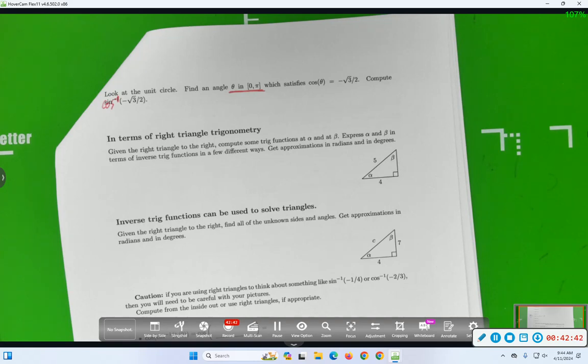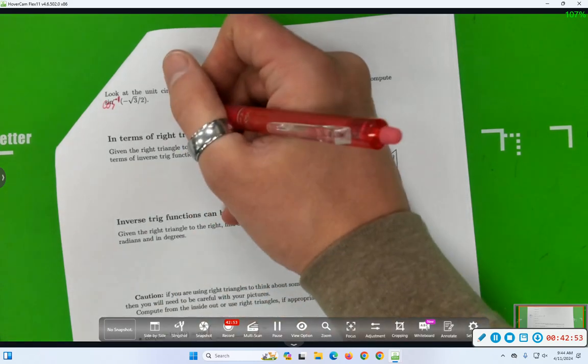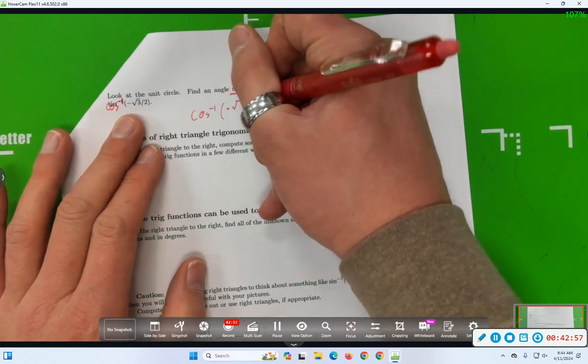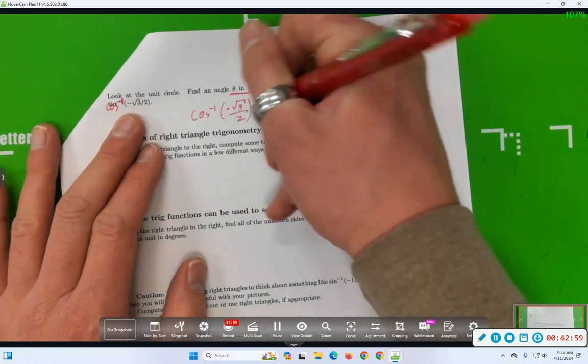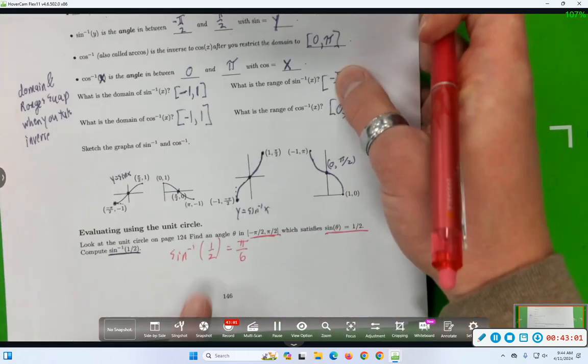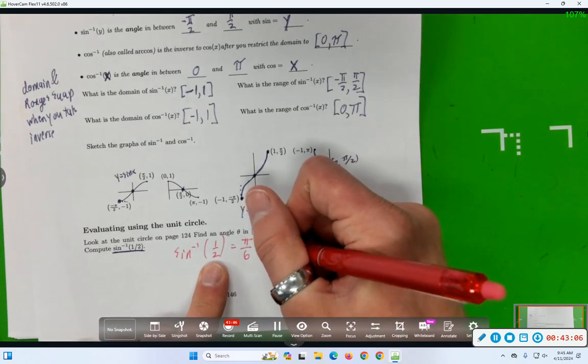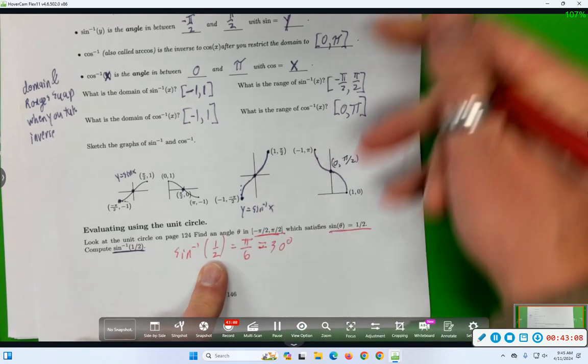5 pi over 6. Like you're 5 pi over 6? People agree? All right. And I know on the previous one, I didn't even bother writing down the answer in degrees, but I think I probably should have. So inverse cosine of 1 over 2 is pi over 6, or 30 degrees, if you prefer.